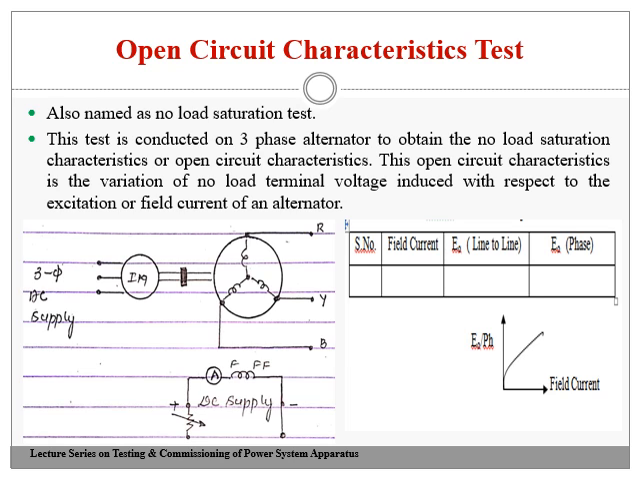Now, especially these open circuit tests and short circuit tests are helpful in determining the regulation of an alternator at different load conditions, or maybe at full load condition only. There are two methods, the pessimistic method and the optimistic method, so that you can find out the regulation of the alternator.